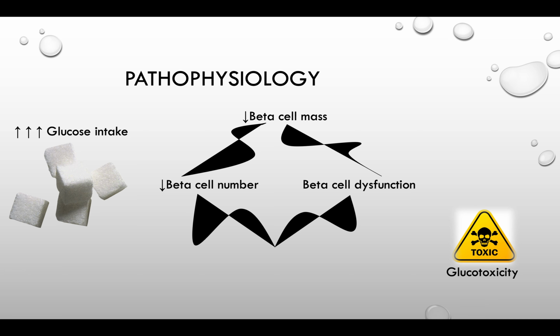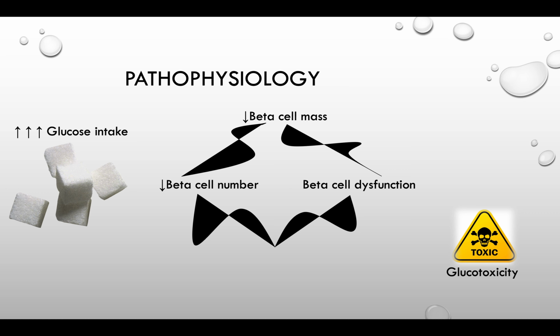Well, pancreatic beta cells are the key to developing GDM, as they produce and secrete insulin. The trifecta of pathophysiology is reduced beta cell mass, reduced number of beta cells, and beta cell dysfunction. So beta cell dysfunction is thought to be a result of sustained and prolonged excessive insulin production as a response to extreme glucose intake.